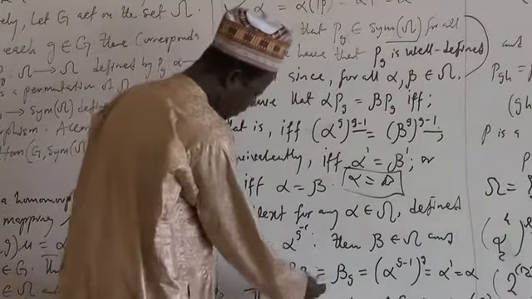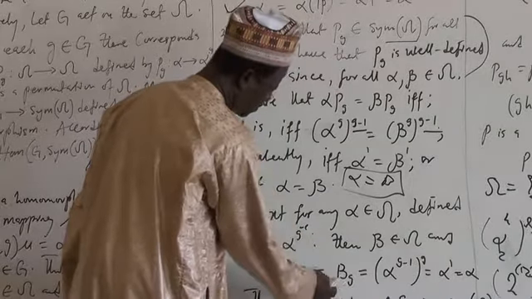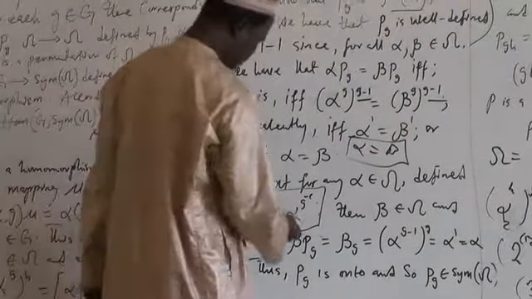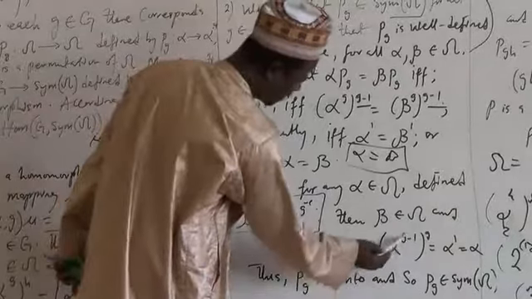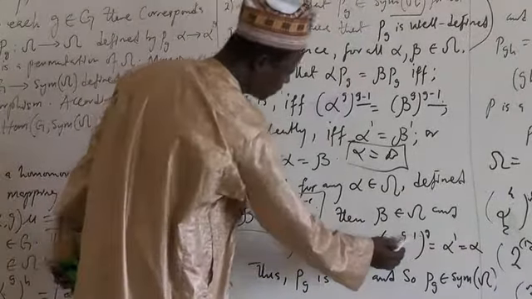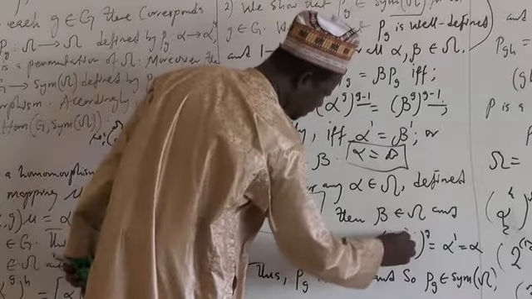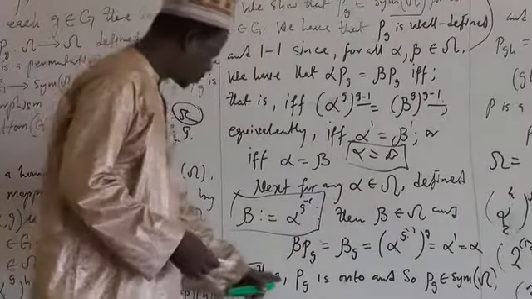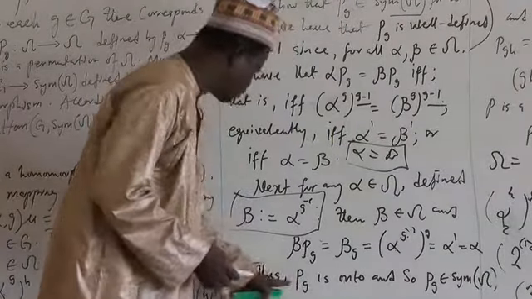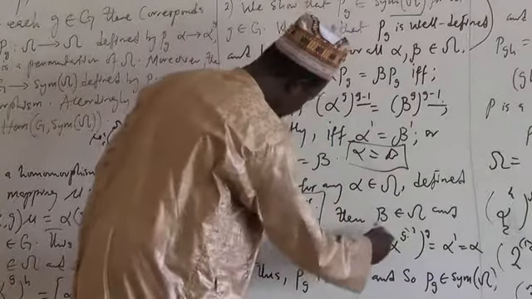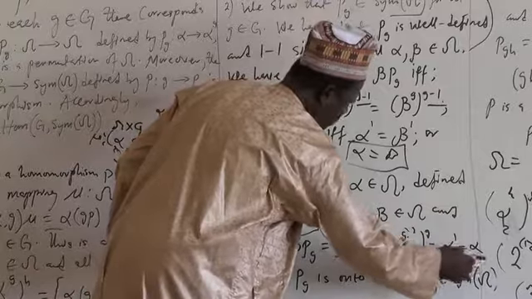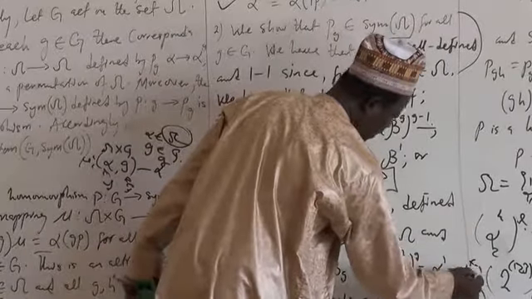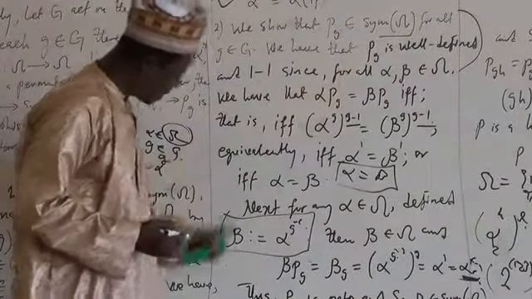We say beta rho g is equal to beta g, but we have defined beta like this: alpha of g inverse, then you put g. And g inverse g will be 1. So you have alpha 1, which is alpha. Thus, for any inverse image you take, it will correspond to some alpha in the object, because alpha is also an element of omega. So this is both one-to-one and onto.